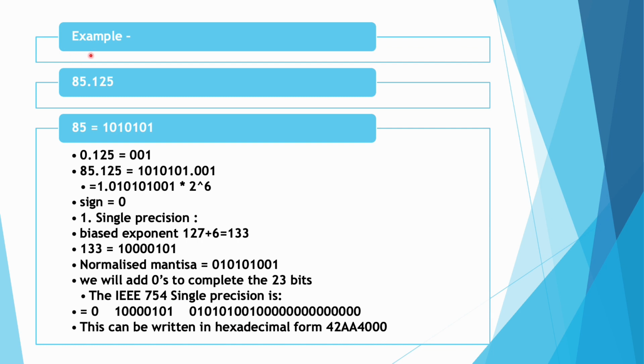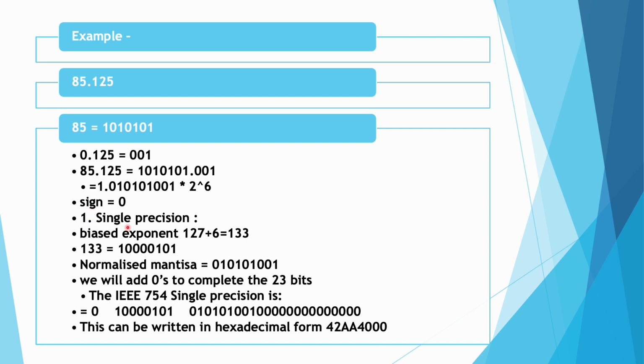Hello everyone, let's start with the example. We will convert 85.125 in single and double precision. 85 in binary is 1010101. 0.125 in binary is 001. Therefore, 85.125 in binary is 1010101.001. After normalization, we will get 1.01010101 into 2 to the power 6. As 85.125 is a positive number, sign bit is 0.